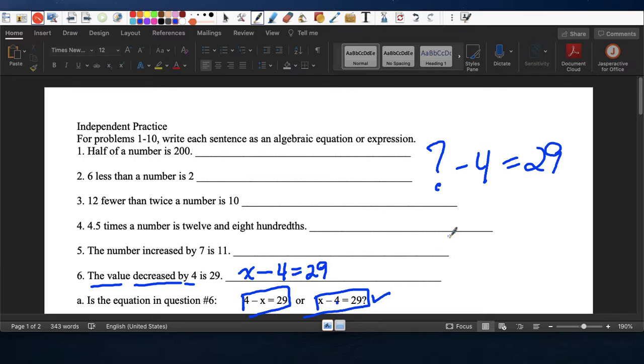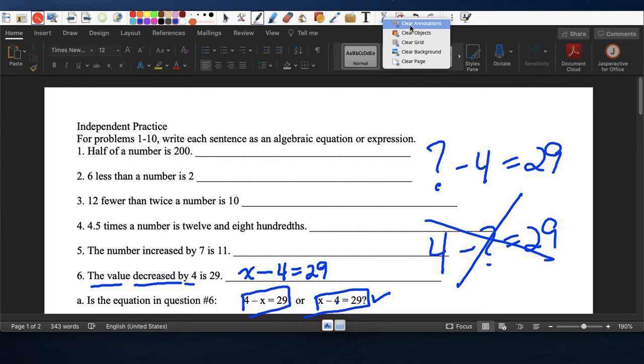Can you do the other way? 4 minus a number equals 29? So we really can't do that, right? Not as of yet. And maybe at the end of the year we can talk about negative numbers, but right now, 4 minus something equals 29? Yeah, that can't happen, okay?